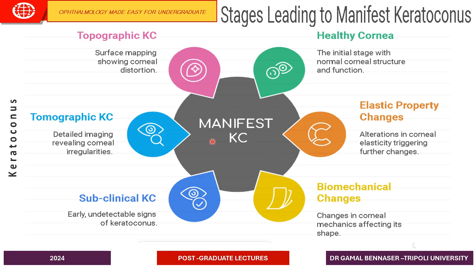Our aim in the management of the patient with keratoconus is early detection. Early detection means that we catch it in the stage of elastic changes or biomechanical changes, because nowadays we can arrest the progression of the disease with the help of cross-linking. So if we can pick up this patient at this stage, we can arrest the progression of the disease and spare all these stages. So these are the different stages of the patient with keratoconus, starting from the elastic changes and biomechanical changes, ending with manifest keratoconus.